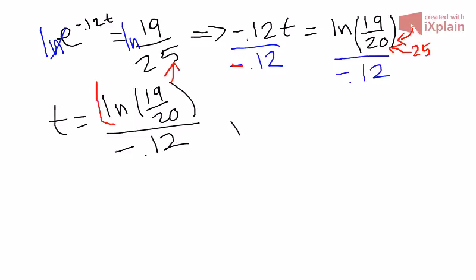Okay, so now we divide by our negative 0.12 on both sides, and you can go ahead and just plug this into your calculator. This right here, you just plug in natural log of the fraction 19 over 25. Whatever you get there, you divide by negative 0.12. Okay, and we'll go ahead and get our answer at that point.